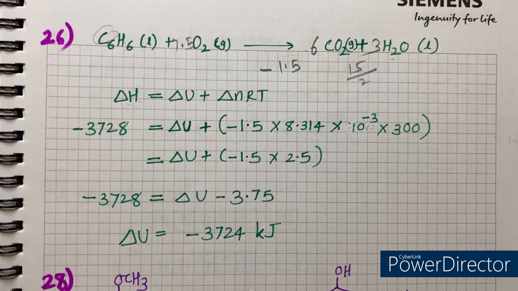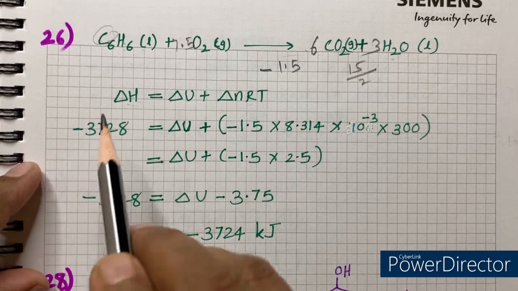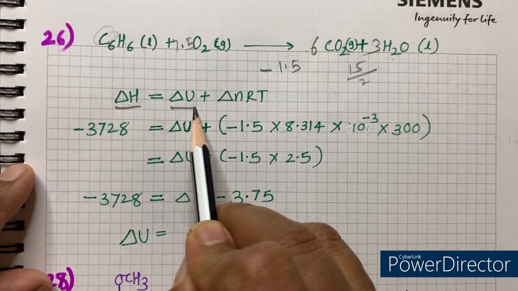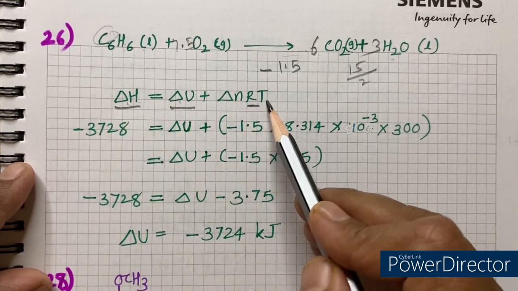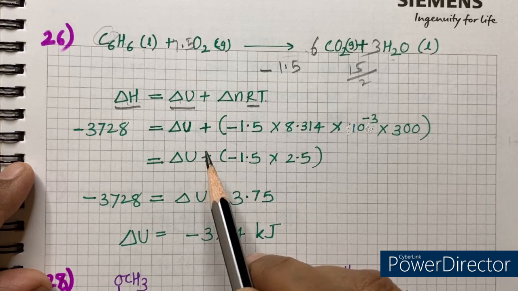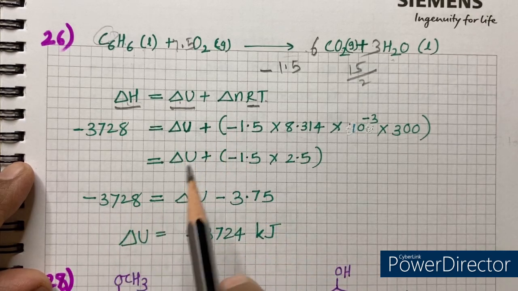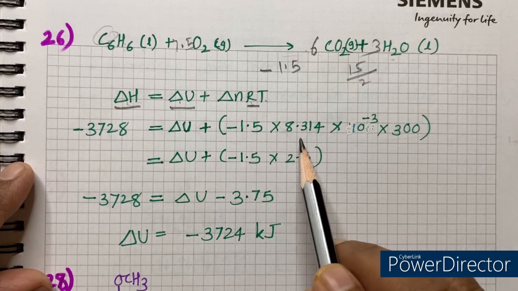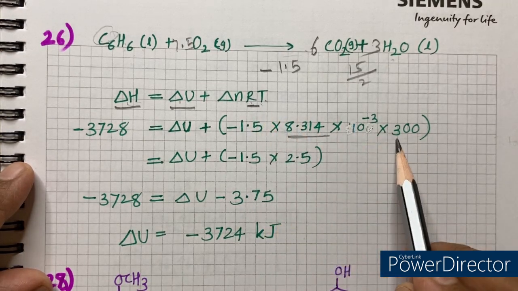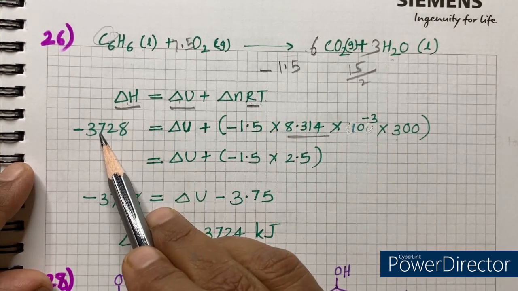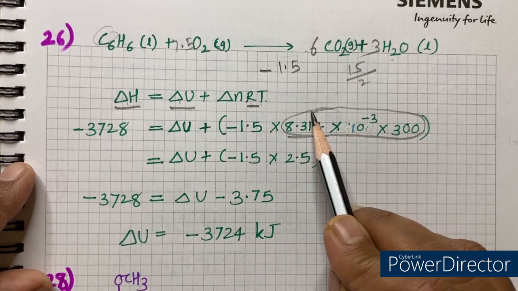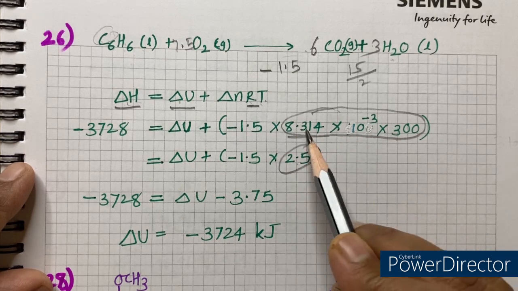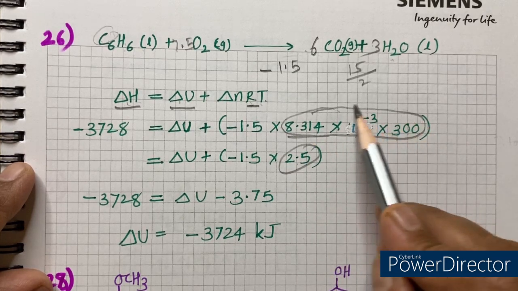Now here I will give you some tips and tricks. Always remember this delta H, delta U and R. These three must be in the same unit. Temperature always in Kelvin. That's one thing. Now second, here this R, this one, T, this one. Now if it is in kilojoules, then the value of this is 2.5. Remember this. Not necessary to calculate every time.